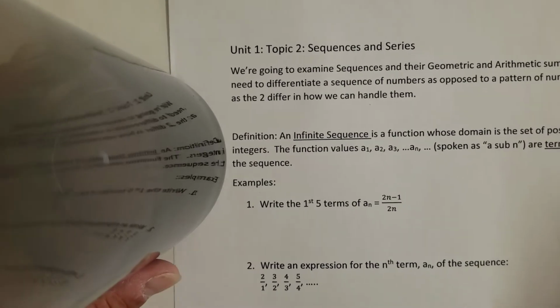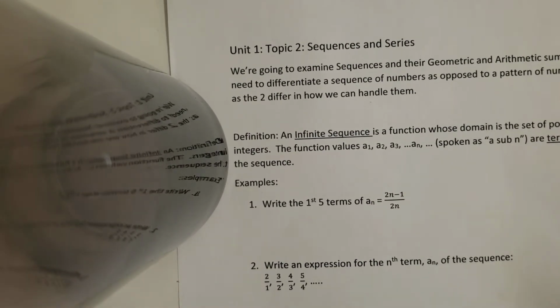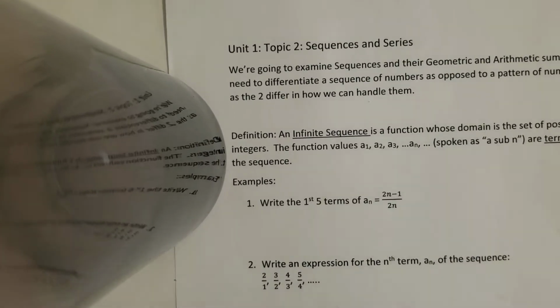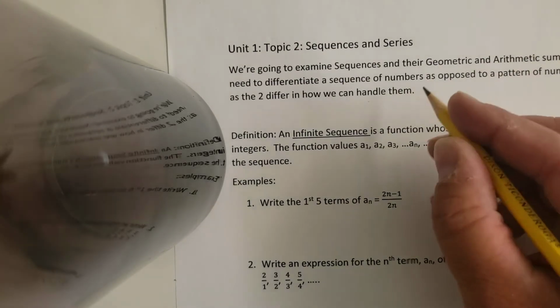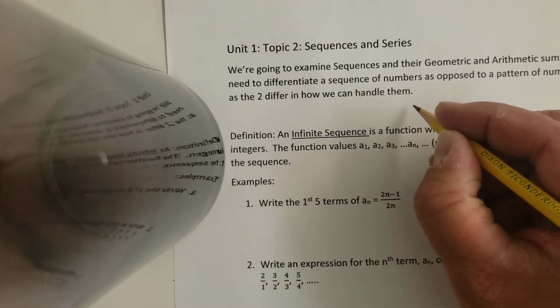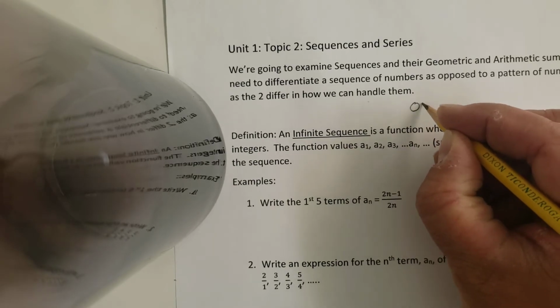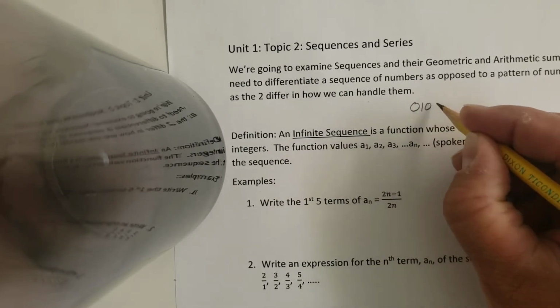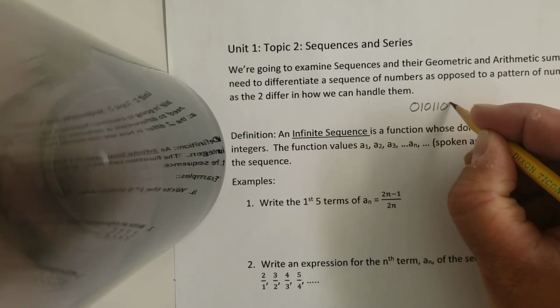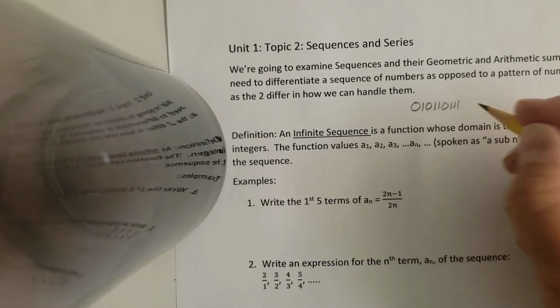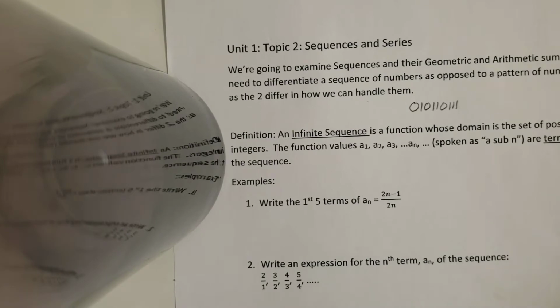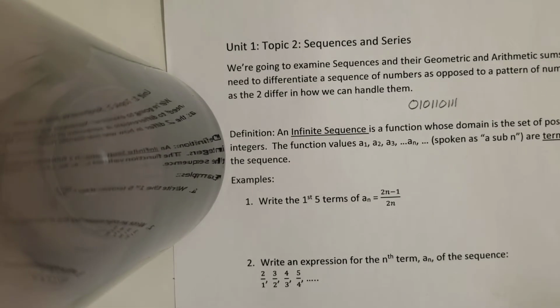All right, sequences and series. We're going to examine sequences and their geometric and arithmetic sums. So we need to differentiate a sequence of numbers as opposed to a pattern of numbers, as the two differ in how we can handle them. A pattern is just that. It's a pattern. It's not an actual sequence. One you'll see is a pattern like 0, 1, 0, 1, 1, 0, 1, 1, 1. That's a pattern. That's not actually a sequence. There's no mathematical way to get to one term from the other, okay?